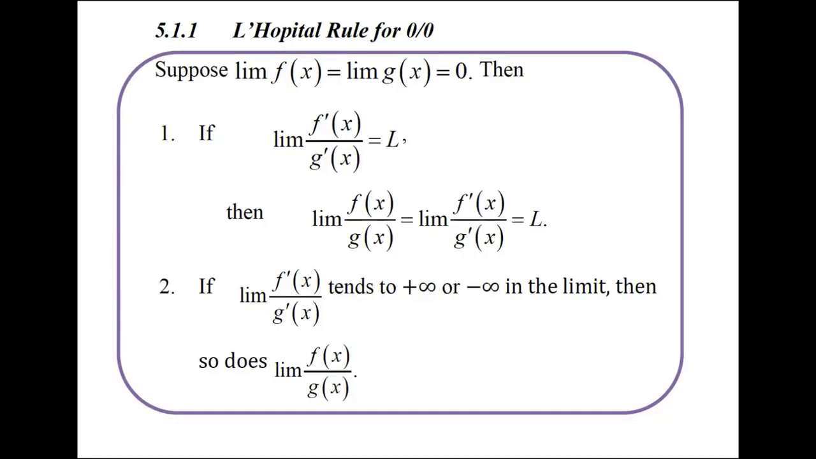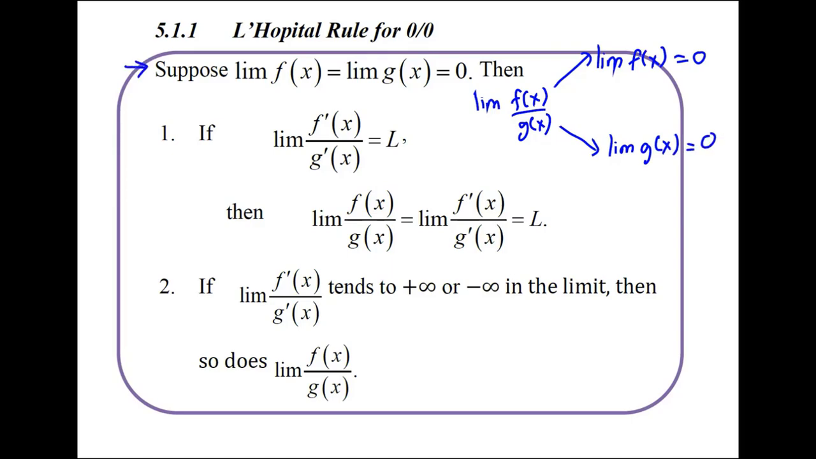Okay, now we look at 5.1.1, L'Hopital's rule for 0/0. Let's say we have the limit of f(x) divided by g(x). Suppose the limit of f(x) is 0, and the limit of g(x) is 0. So the limit of f(x) equals the limit of g(x), which is 0.